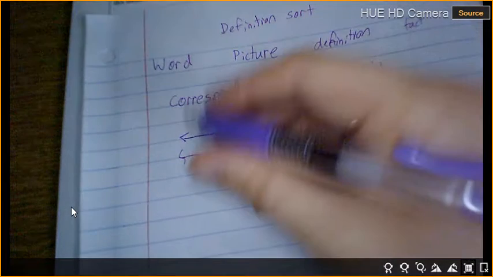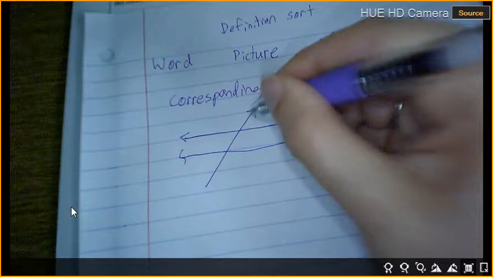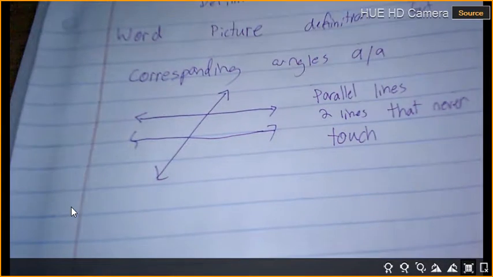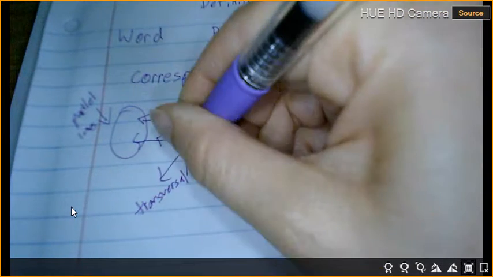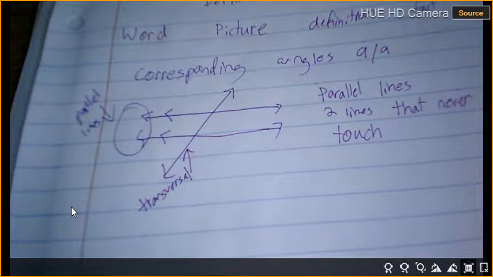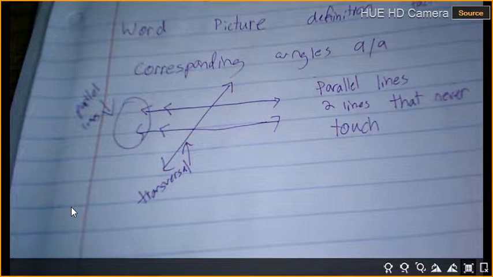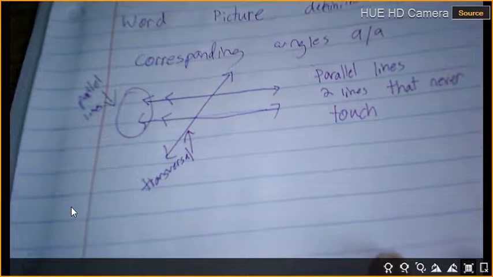I'm going to cut this by a transversal. Okay, these are my parallel lines. They have double arrows showing they're parallel. That's my transversal. It's a line cutting through the parallel lines. Okay, and so corresponding angles are congruent. And the following ones are corresponding.